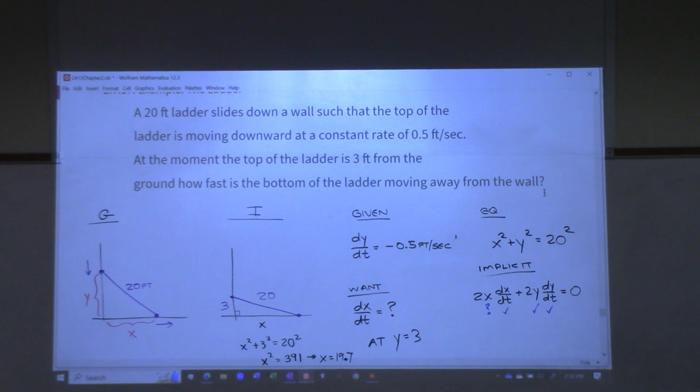I'm not real big on how many decimals we're going to round to. I mean, we can always get real picky about that, but I'm not going to.